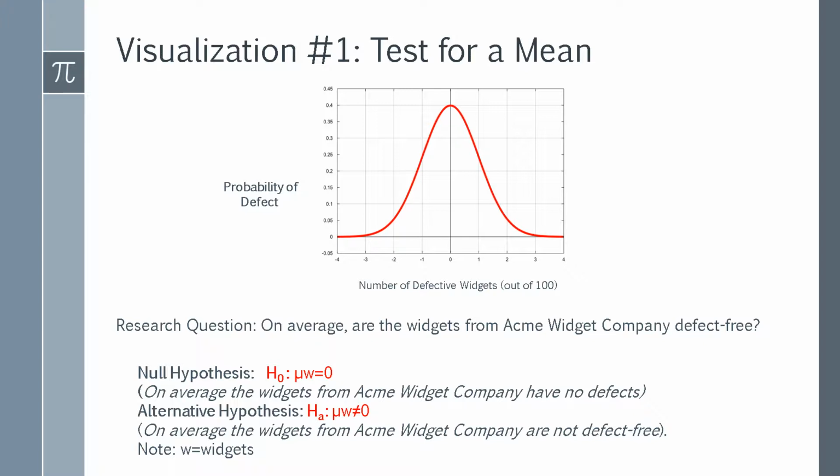According to the visualization, I have a 40% probability of having 0 defects, but not at 100%. So I'm going to go with the alternative hypothesis that on average the widgets from Acme Widget Company are not defect free.